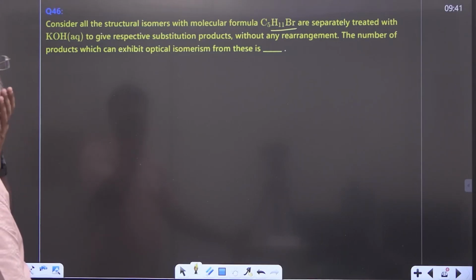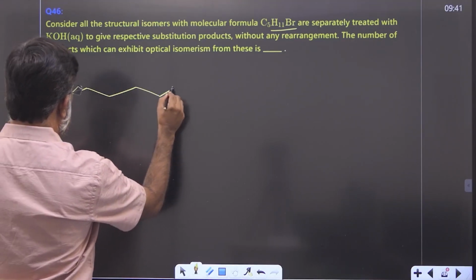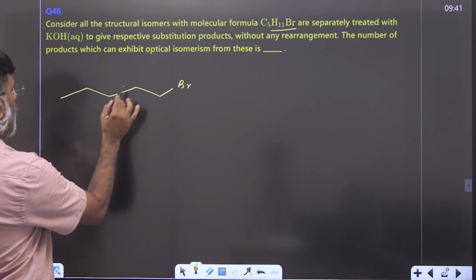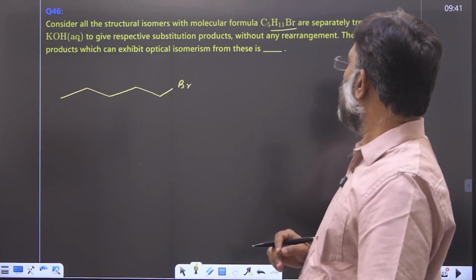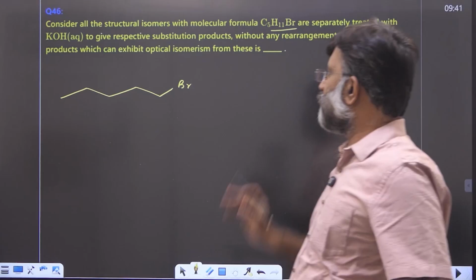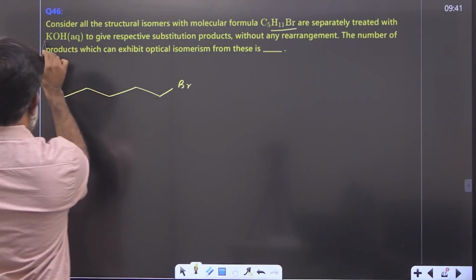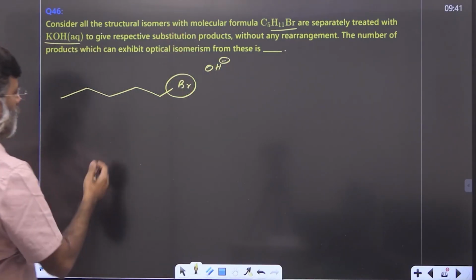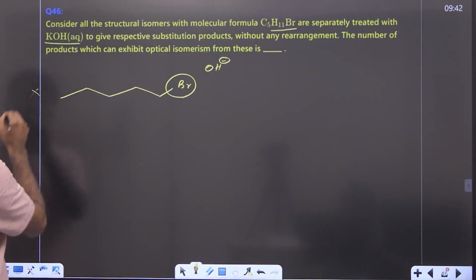The number of products which can exhibit optical isomerism from these is, you see, this is the molecule. C5H11Br. 1, 2, 3, 4, 5 carbon atoms. Right? C5H11Br, not Br2, Br. This is the compound. But this is not the answer, because when hydrolyzed with KOH, this bromine goes and you get OH. If this is optically active, the obtained product will be optically active. So this is not our compound.